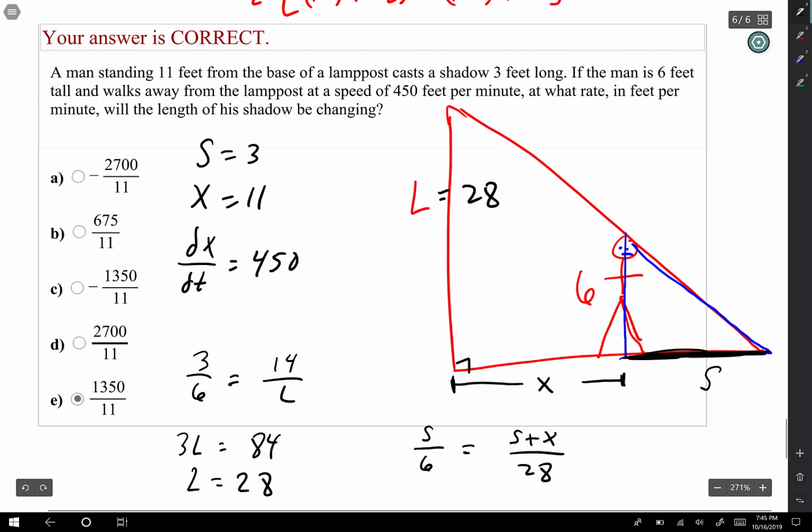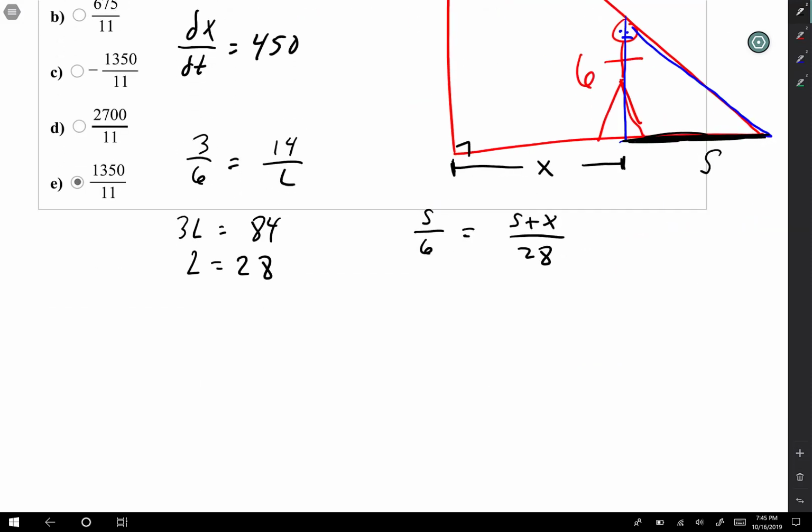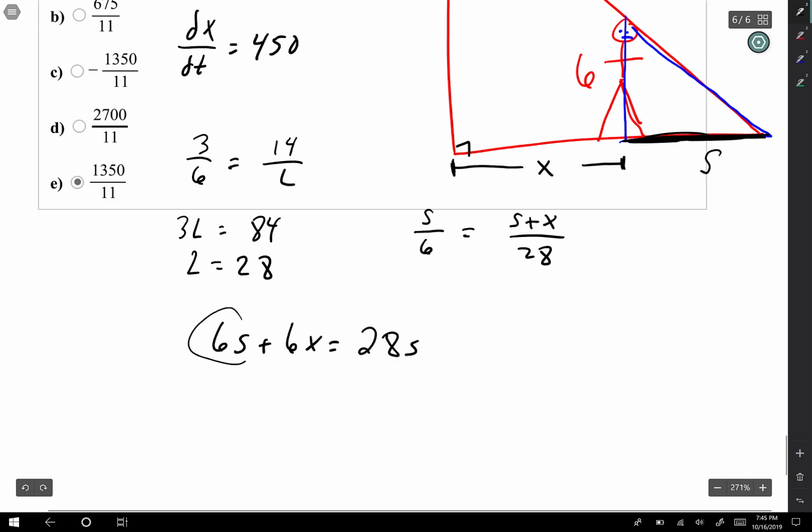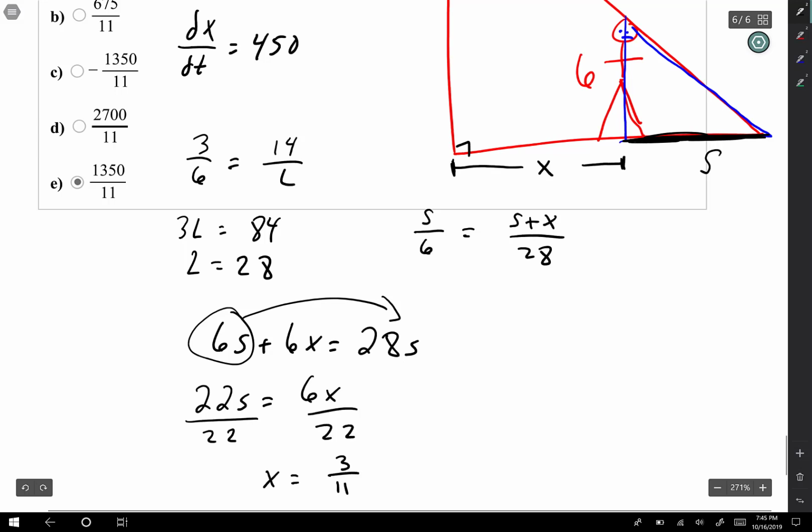Now I'm just going to solve for that. I'm going to cross multiply. 6S plus 6X equals 28S. I'm going to move the 6S over, rewriting it first. 28 minus 6 is 22, right? Yeah. 22S equals 6X. Divide by 22. S equals 3 over 11 X. Not x, S. Sorry, guys. S equals 3 over 11 X.